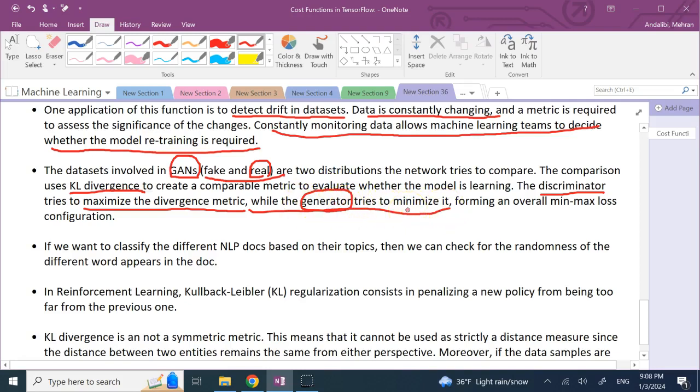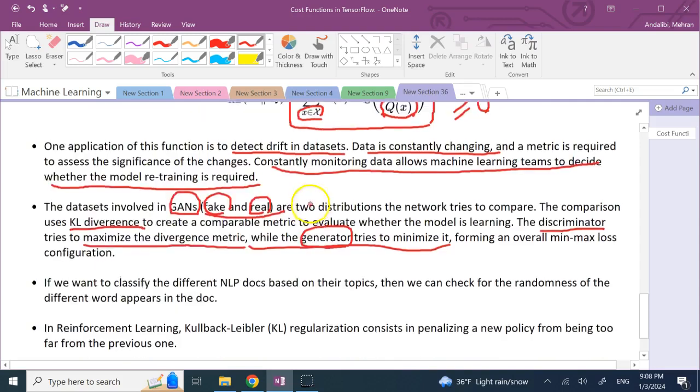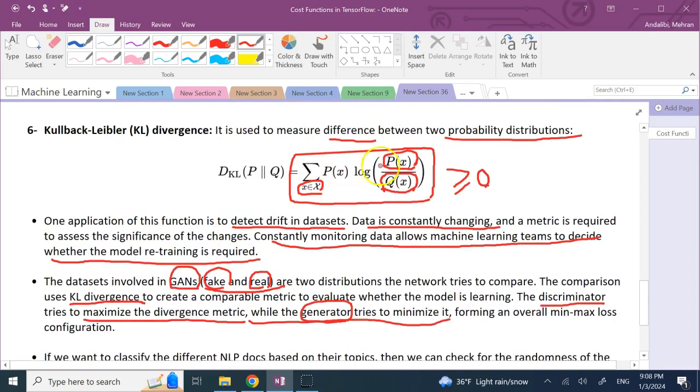Minimize between what and what? Between the fake, let's say, picture and what? The real picture. And what kind of distribution are we talking about? Let's say distribution of what? Distribution of colors in the pixels, distribution of whatever.